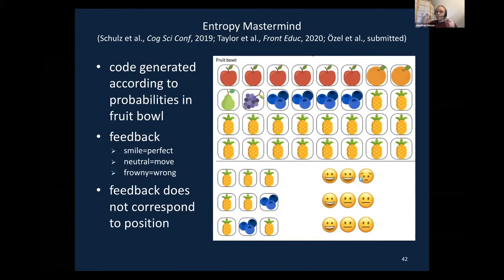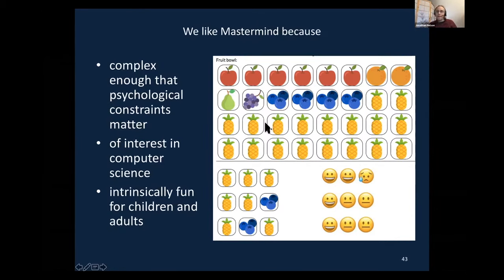2 of the items could be right if they moved, and the player has to figure out the position of the items. I think by the time we get here, the player knows that the hidden fruit code is blueberry, pineapple, pineapple. Once they guess that, they get all smileys and they can go on to the next game.